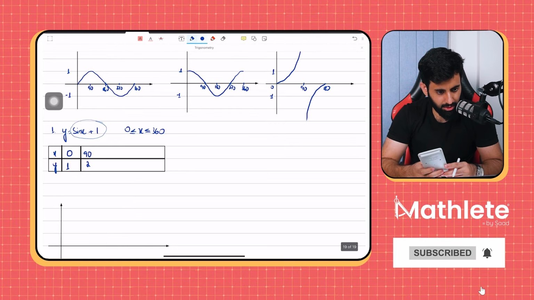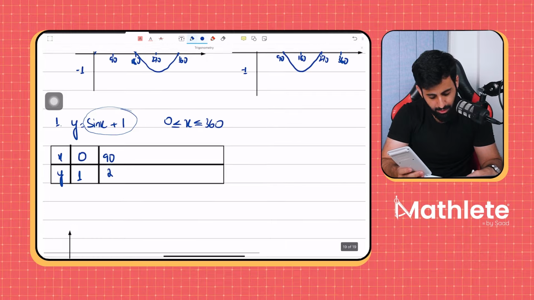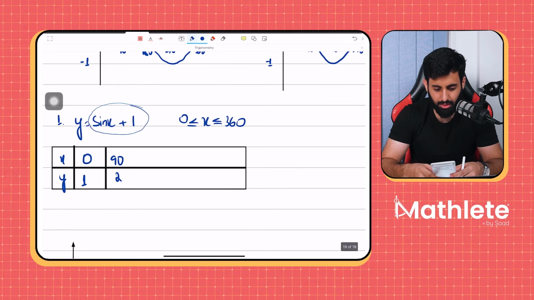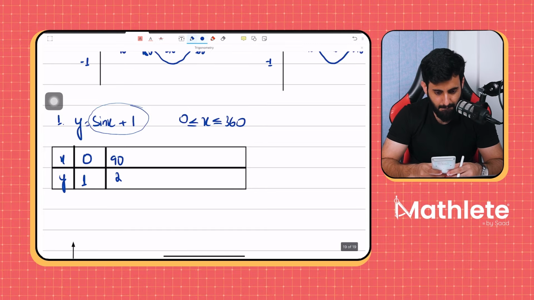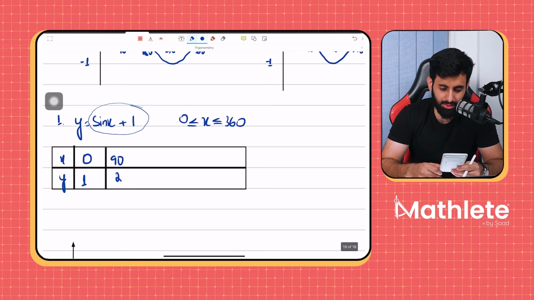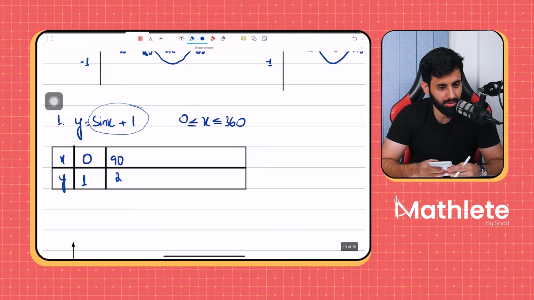So where should we start? Look at the range and tell me, what do you think? Where should we start? 0. Very good. Where should we end? 360. Good job. What should be the step? 90. Okay. So the step should be 90 degrees. Write 90, press equals, and then press equals again and wait for the magic. What do you see?